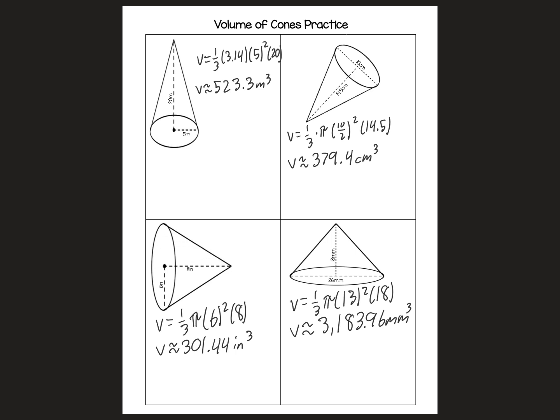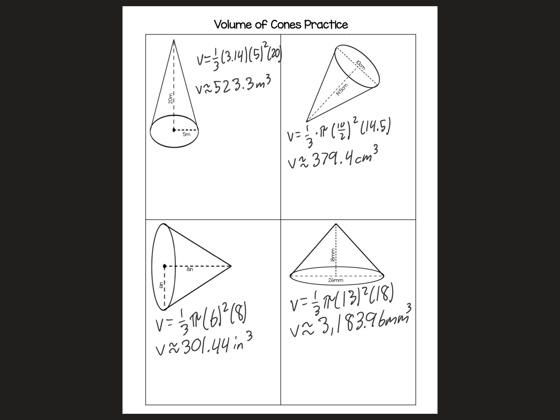Finally, for the bottom right example, we have a diameter of 26 millimeters, which means our radius is 13 millimeters, and a height of 18 millimeters. This means that our volume formula is 1/3 times pi times 13 squared times 18, or approximately 3,183.96 cubic millimeters. So, how did you do?